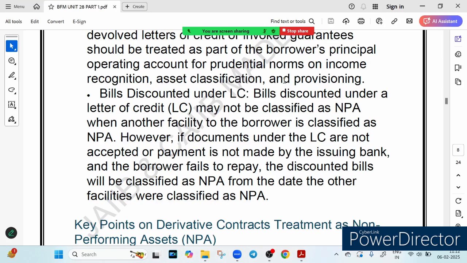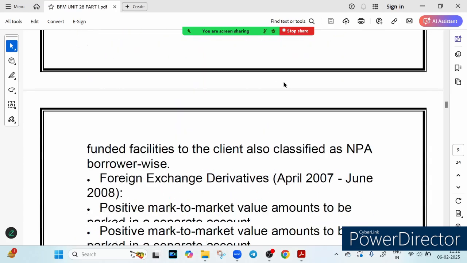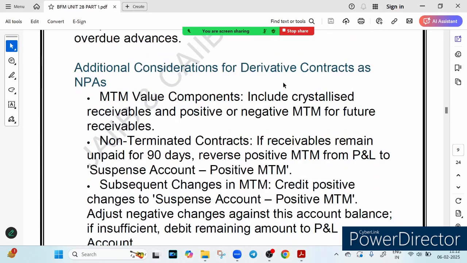To where? Suspense account. So how do you think a derivative contract can impact a borrower's overall financial standing? I think we have covered it just now. Derivative contract, we have covered it. So now let's talk more about it. Additional consideration for derivative contract NPA. So friends, let's talk about it.